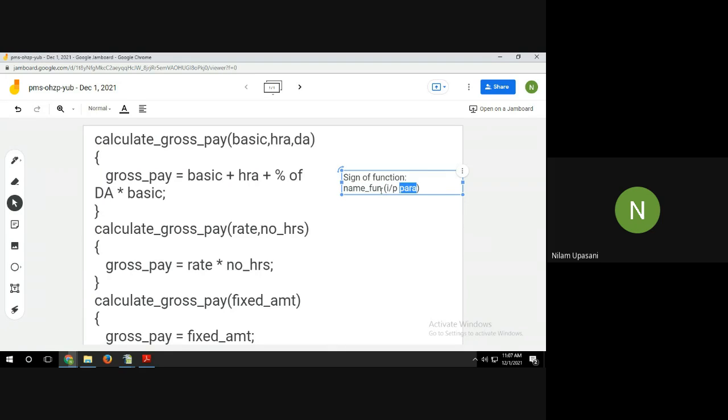So either the difference should be in the name, or, if the name is the same, the difference is needed in the input parameters. Okay, so these are the rules with C++.